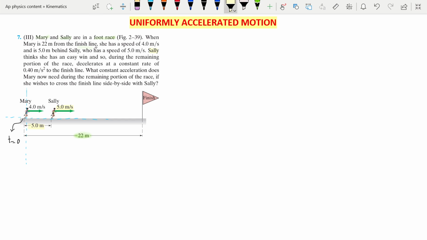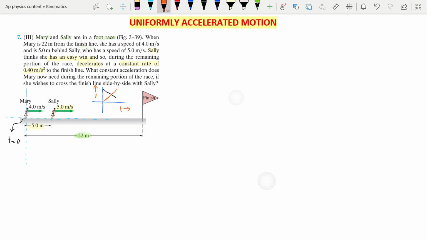Now Sally thinks that she can easily win, so she covers the remaining portion of the race with a constant rate of deceleration. Which means that Sally is decelerating. Sally's speed will decrease because of this slowing down. Whereas Mary is constantly accelerating, so Mary's velocity-time graph will look like this.